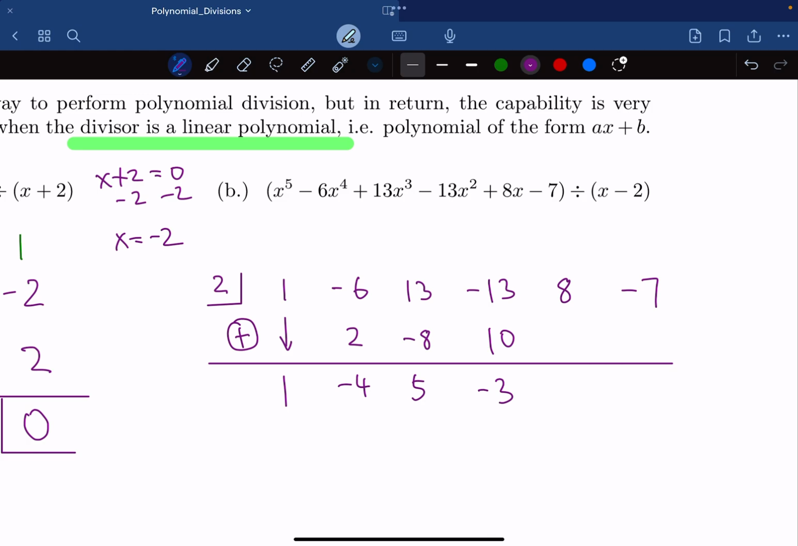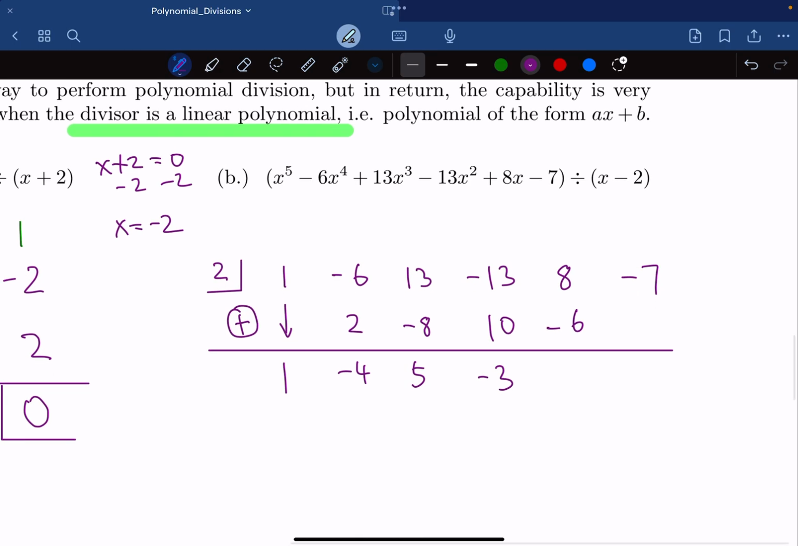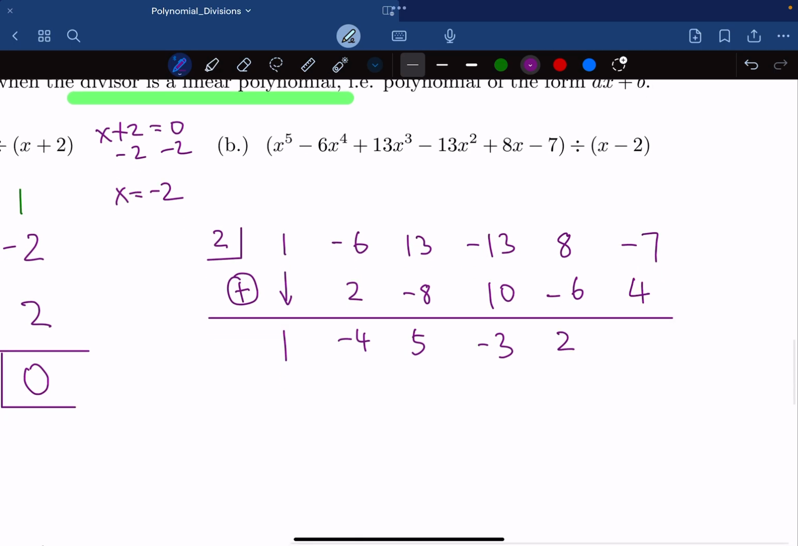2 times negative 3 is negative 6. 8 plus negative 6 is 2. 2 times 2 is 4. And negative 7 plus 4 is negative 3. And that is the remainder for this division.